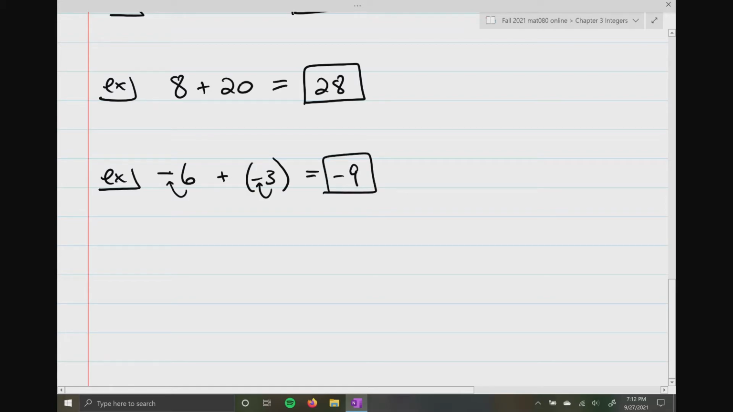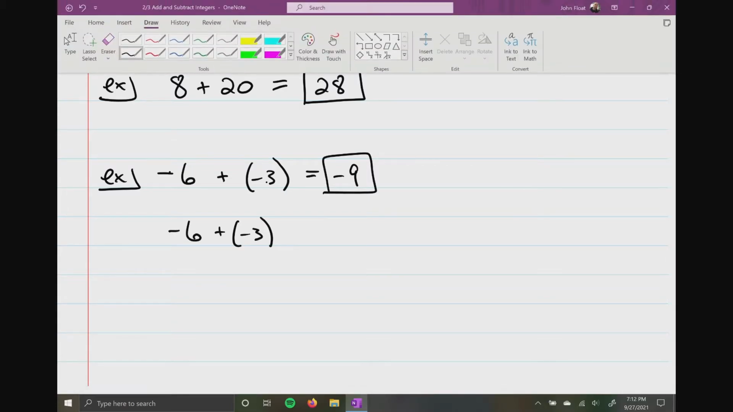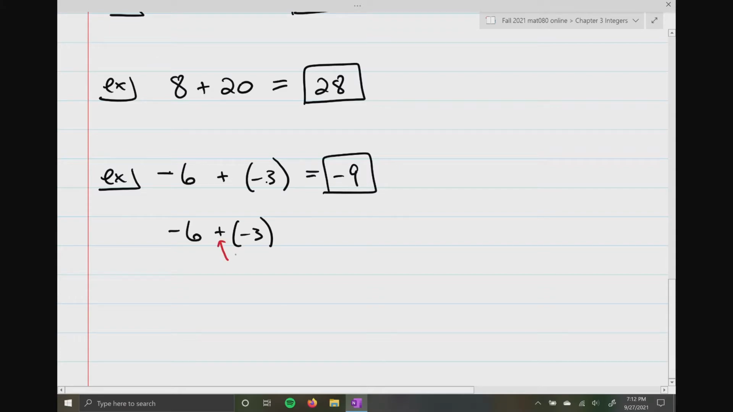Now, another way to look at this problem, okay, is to be able to recognize, and I'm just going to rewrite the problem right here. Another way to do this problem is to be able to recognize that you have two signs back to back, and normally we don't really like that. Okay? So if, and I'm going to write this in red, if the two signs back to back are plus and then minus, or a minus then a plus, just rewrite your problem with a minus sign in between.